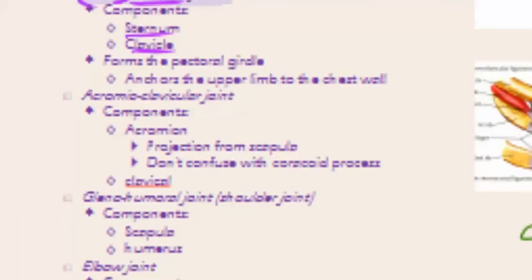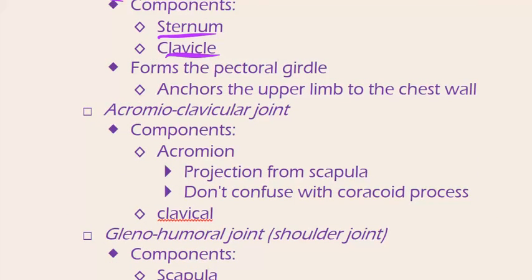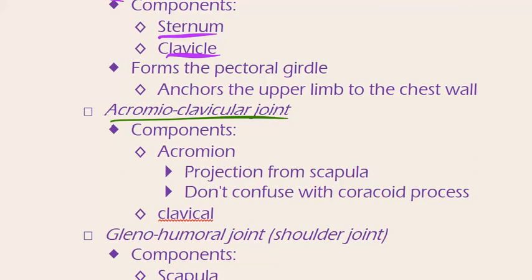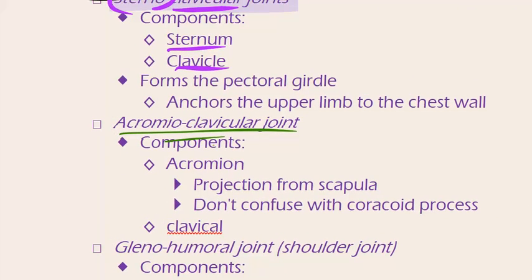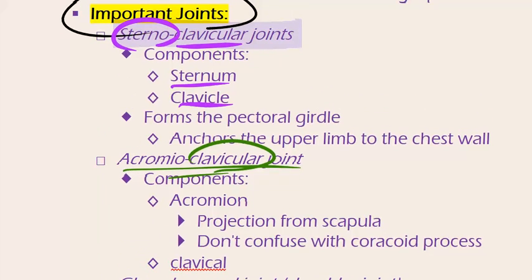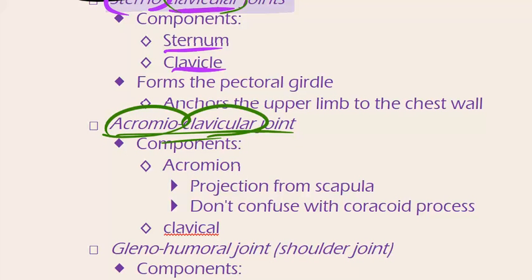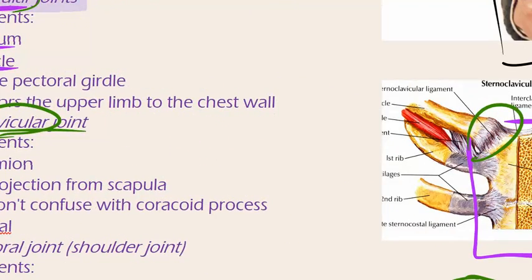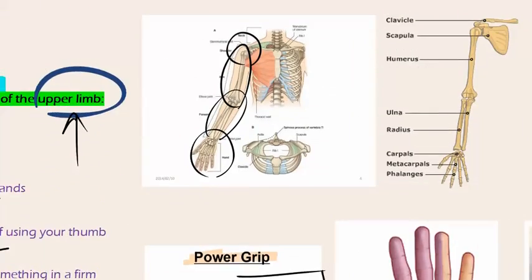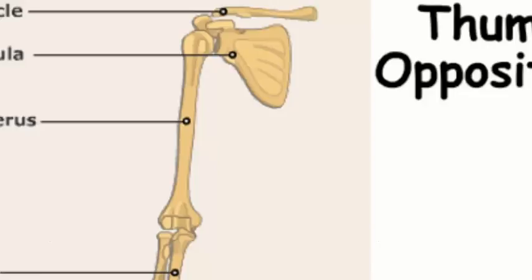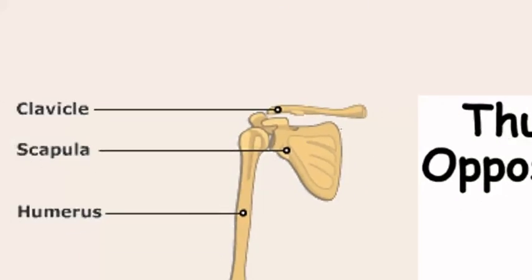Okay, so the next joint that we're going to consider is your acromioclavicular joint. So we have the clavicle again. We saw the clavicle up here, right? But in this case, we have the clavicle joining to your acromion. The acromion is actually a projection coming off of your scapula, right? So here, this is the scapula.